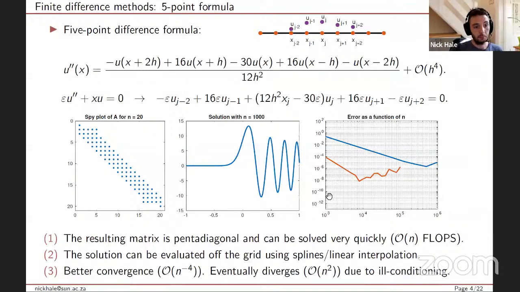Okay, so we still didn't manage to get to the 10 digits that I wanted, so we're going to have to do something else. You might think, well, I could keep increasing the stencil size, and eventually I would get there.